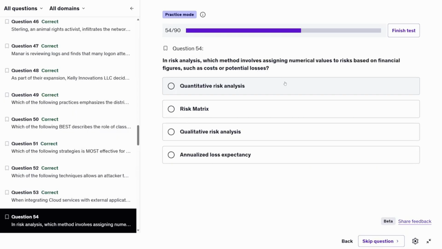In risk analysis, which method involves assigning numerical values to risks based on financial figures such as cost or potential losses?